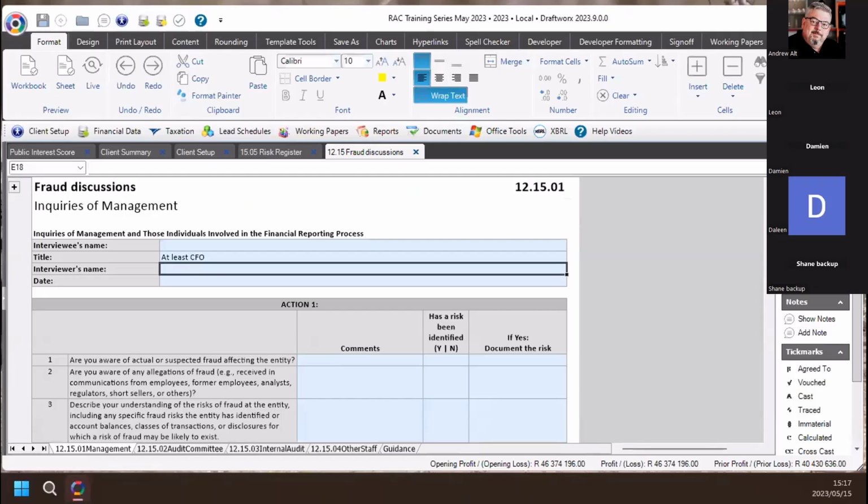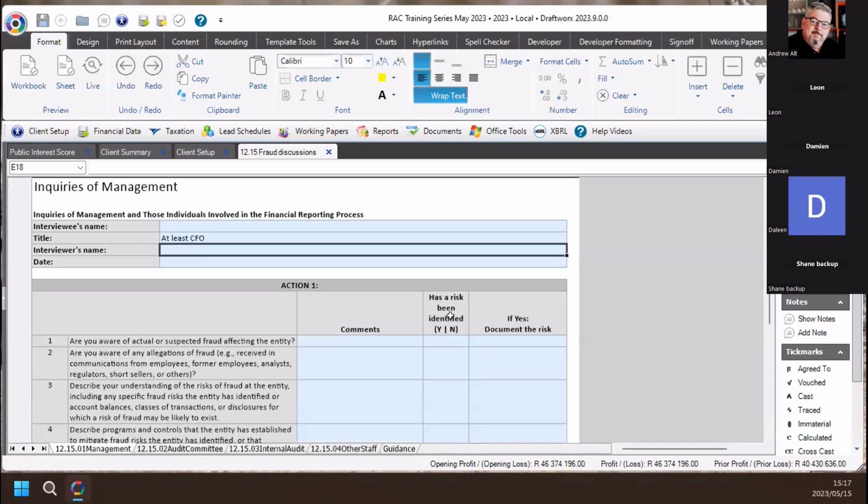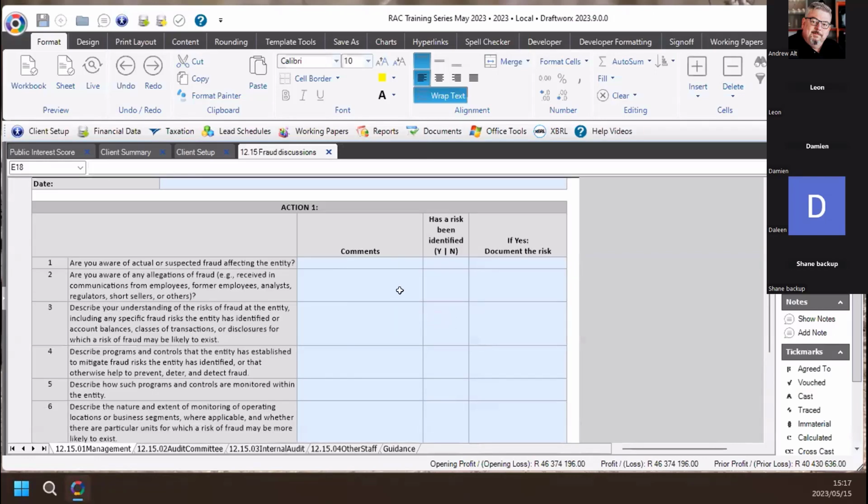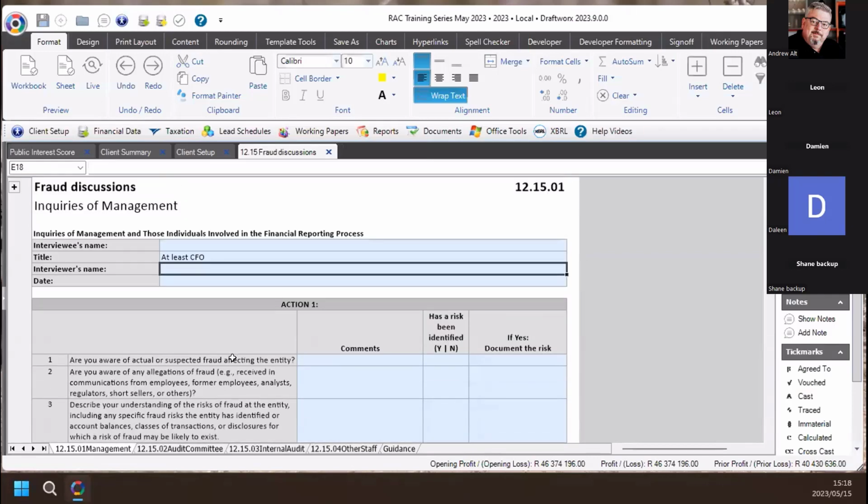Okay, so on to our agenda for today, and I'm going to start with the next document, which is 12.15, fraud discussions. Now, the intention of this working paper is to serve as a questionnaire that you can go and sit down with management and various people within the organization and have a bit of a discussion around fraud with them. Very important document, this, because we've got to be having these discussions with our clients.